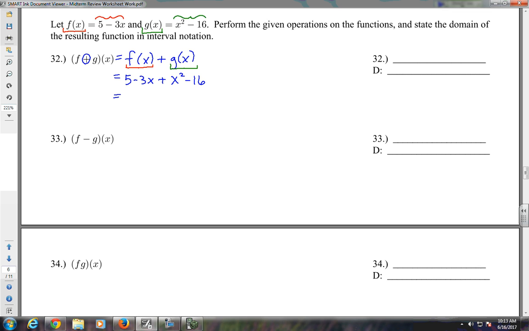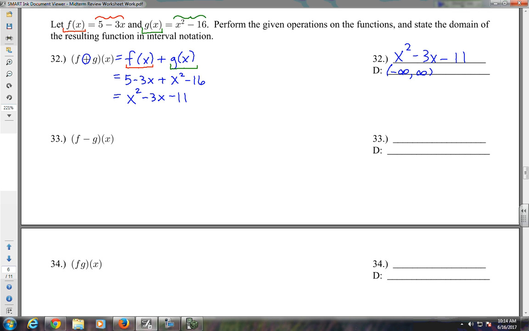So I'm going to start with the highest powered x, that would be x squared. The next highest power would be the minus 3x term. Combining 5 minus 16, we end up with minus 11. So our answer here, again, we're not solving for anything, we're just combining the functions and simplifying. Now, domain for any polynomial function will be negative infinity to infinity. If your function does not have a fraction or a radical, your domain will likely be negative infinity to infinity.